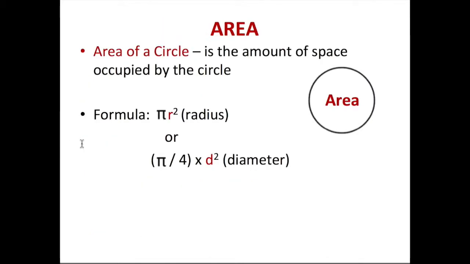So now let's look at the area. So the area of a circle is the amount of space actually occupied by the circle. So all this area in here occupied by the circle is the area. So the formula for finding the area of a circle is pi times the radius squared, or pi divided by 4 times the diameter squared.